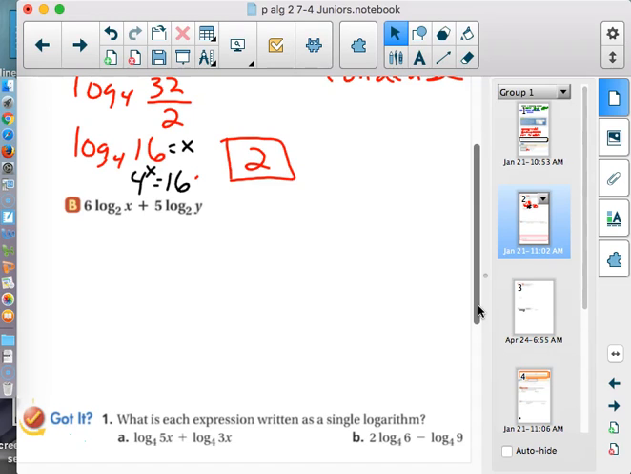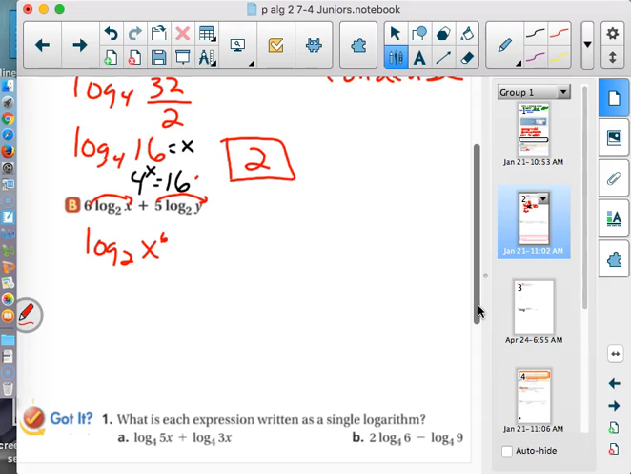Yeah, when we had to raise them to a power. So we better put them back up as powers. So this one needs to go back up here to the x, and this one needs to go back up here to the y. So this will be the logarithm base 2 of x to the 6th plus the logarithm base 2 of y to the 5th. Good, we put the powers back.